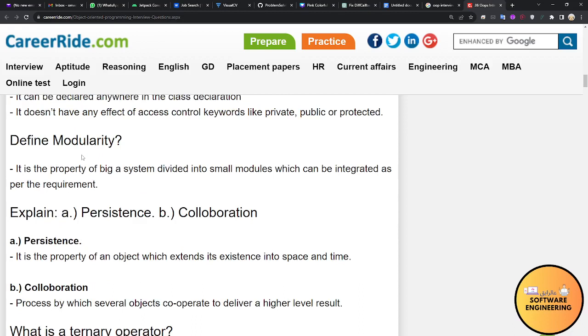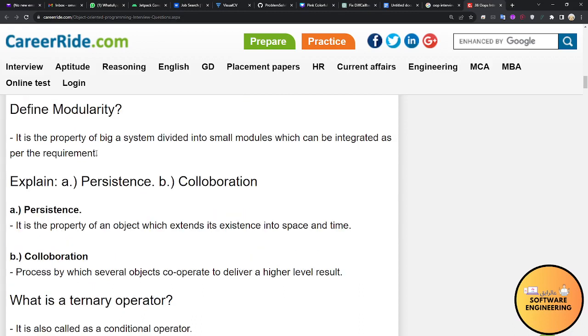Define modularity. عرف ايه هي modularity. It is the property of a big system divided into small modules which can be integrated as per the requirement. يبقى هو system كبير بقسمه لأجزاء صغيرة اقدر ادمجها حسب المتطلبات.